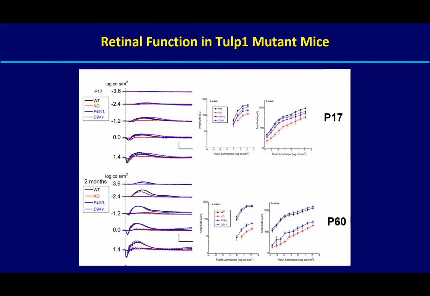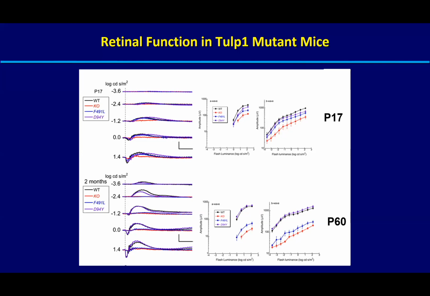Both the A and the B wave reduction progressed with increasing age, that's shown in the P60 time point. And this was consistent with what we saw in the anatomical features shown by histology in the previous slide. So again, it shows that our F491L mutant is degenerating similar to the knockout, and the D94Y is not.